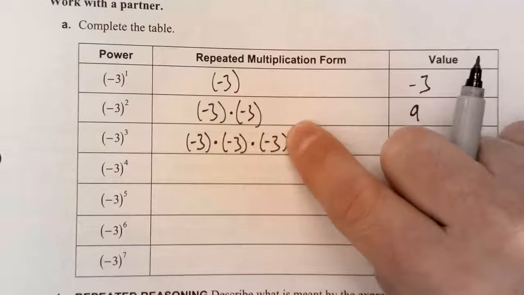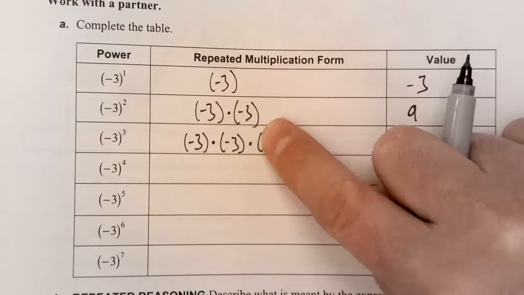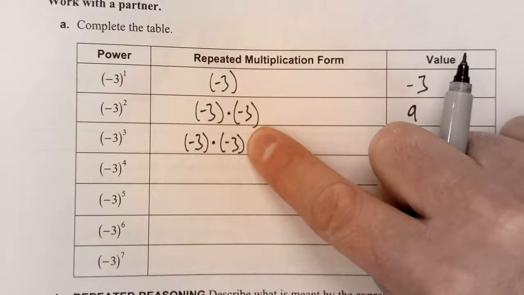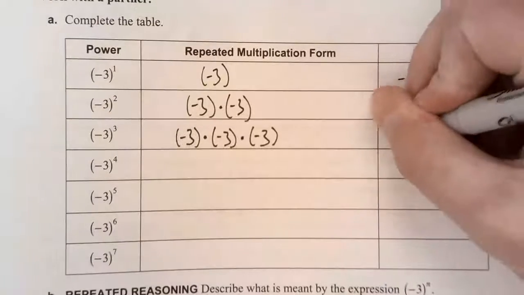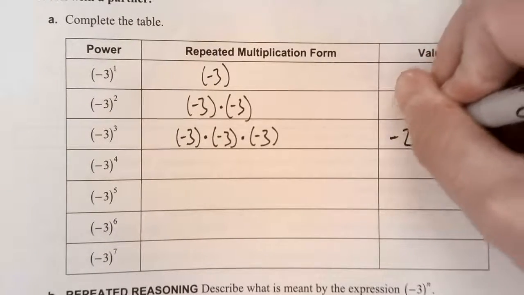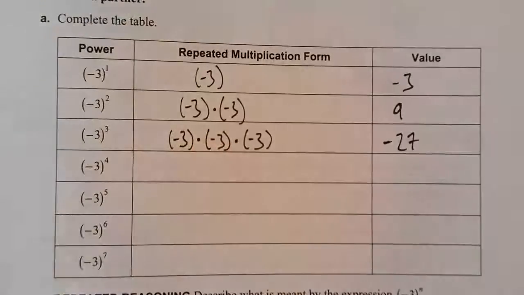Positive 9 times negative 3, well, that's a positive, right? That's positive 9. That's negative 3. A positive times a negative is a negative. So this is going to be negative 27. 3 times 3 times 3 is 27, okay?